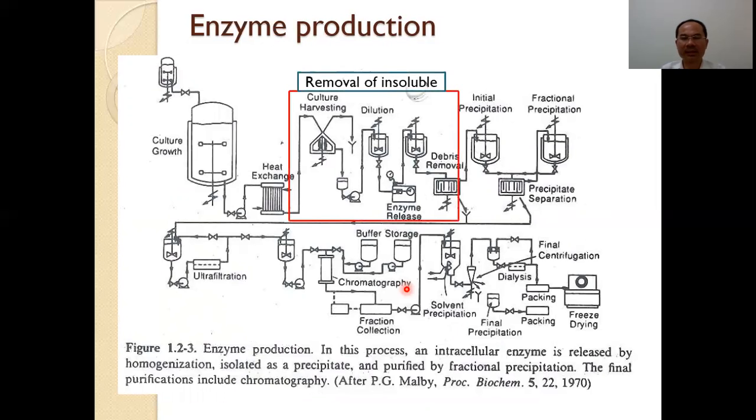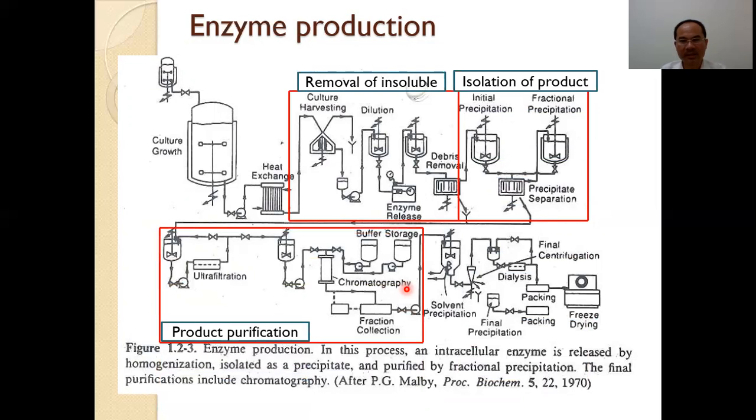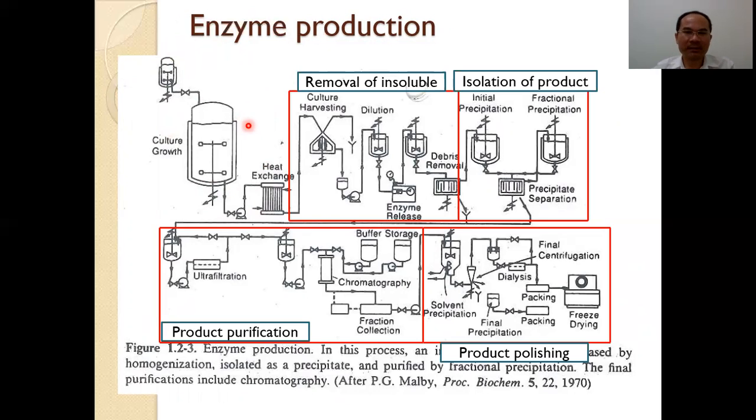For this case, you can classify it into the steps that I talked about. We have four steps: removal of insolubles, isolation of product, product purification, and product polishing. Upstream processing is the reaction. After the biological reaction, there is a mixture. The first step is to remove insolubles, meaning the solid. You have to remove the bacteria after you ferment.